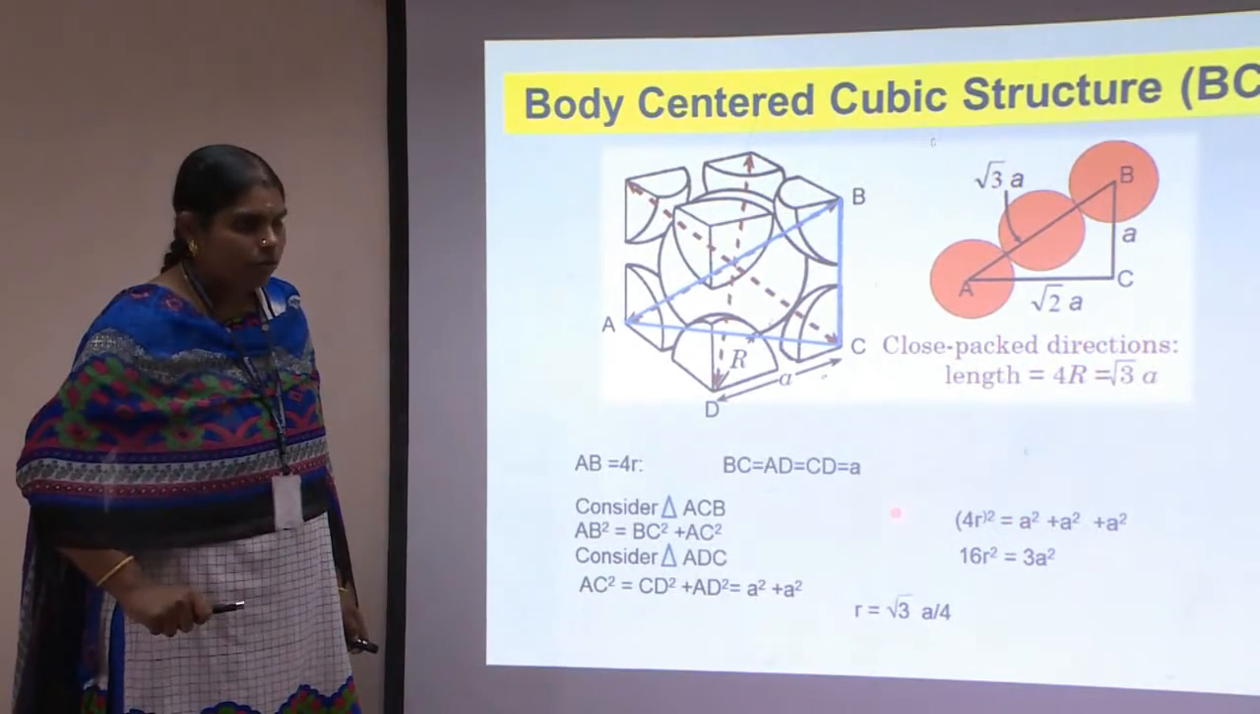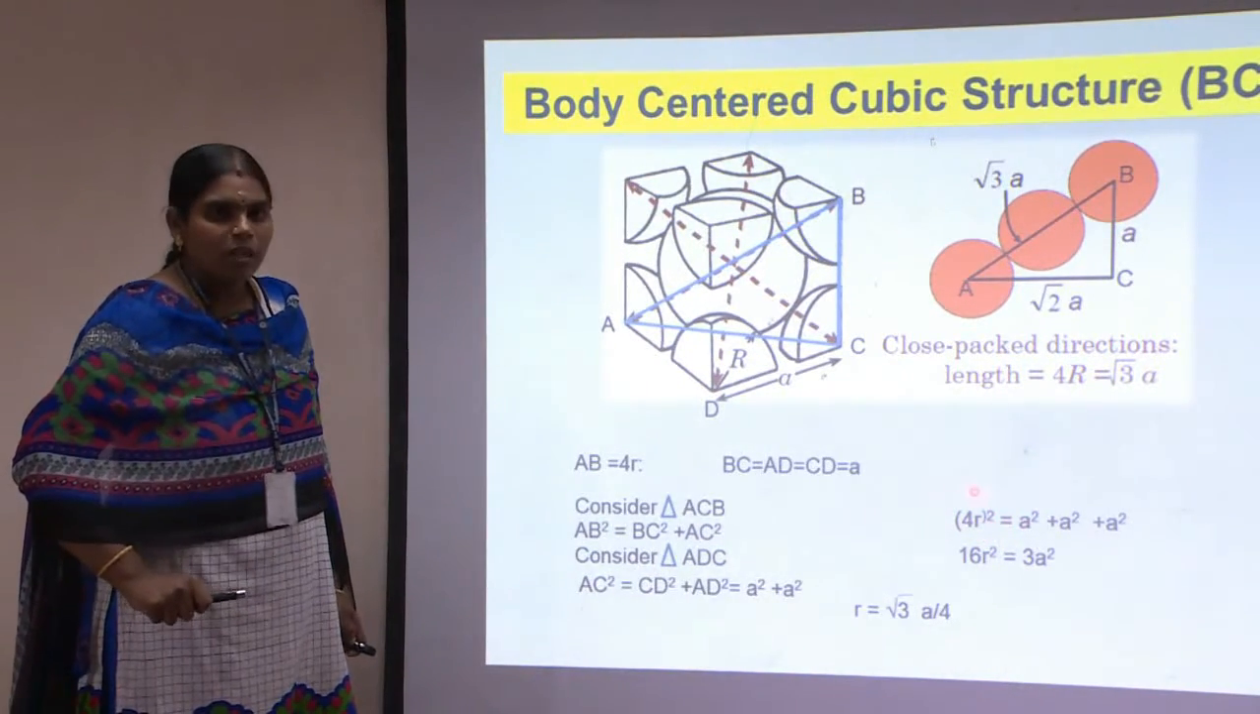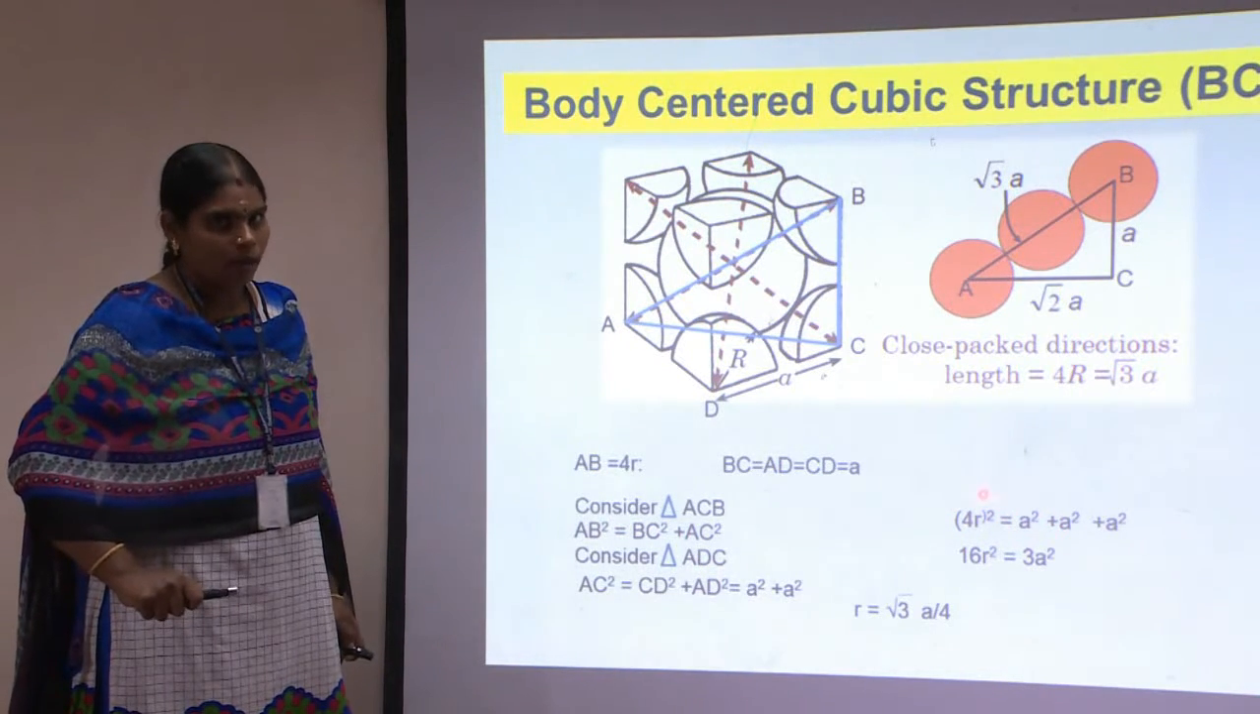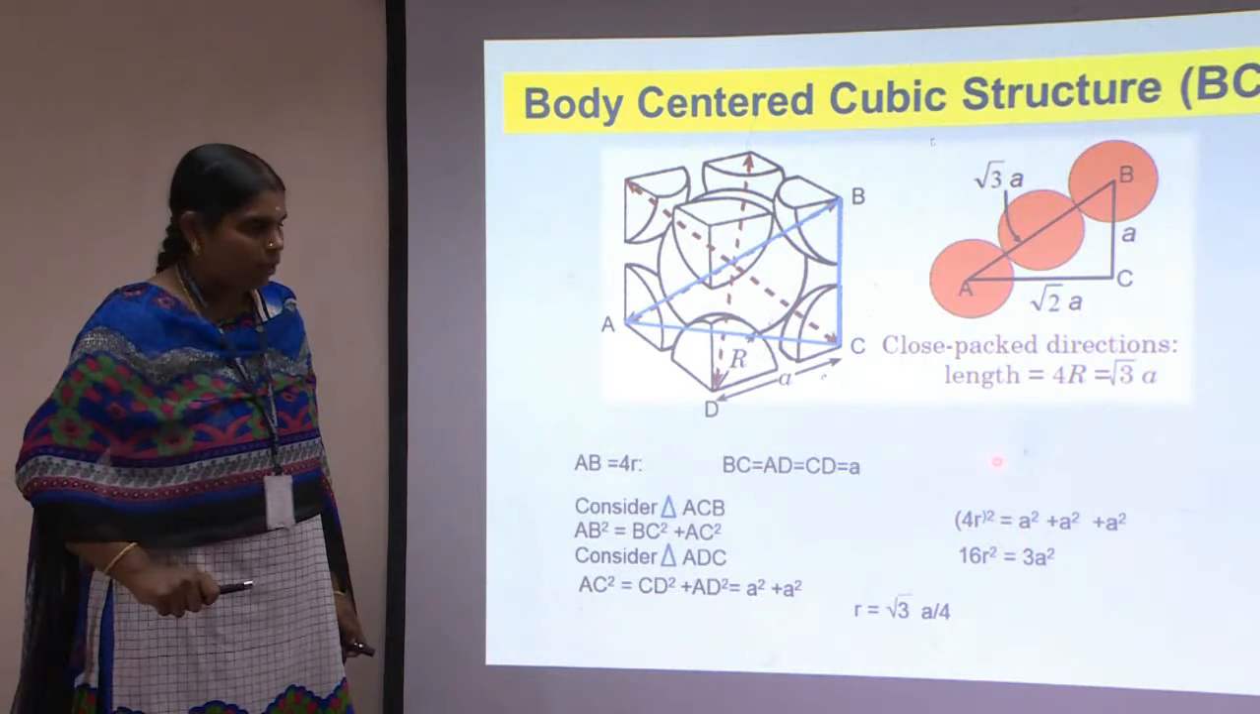We have to be very careful when substituting this value. It should be written as 4R the whole square and not as 4R square. This is a common mistake we normally make.